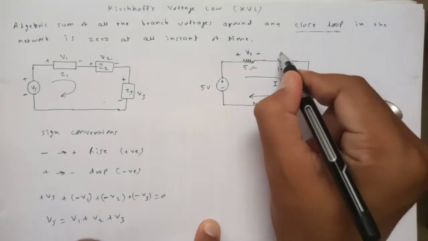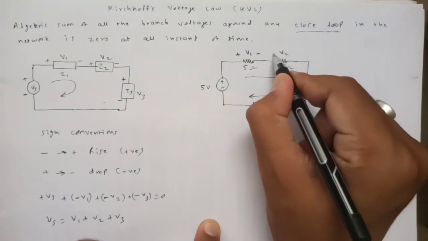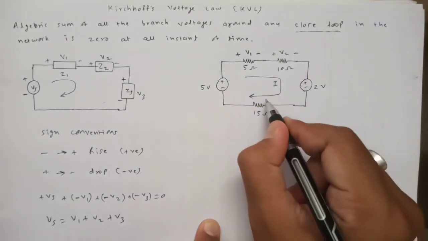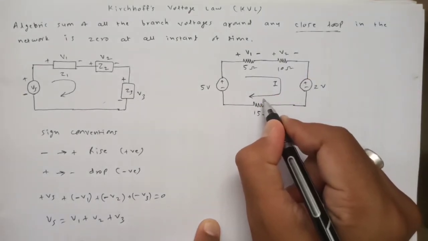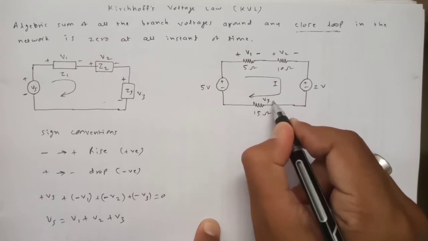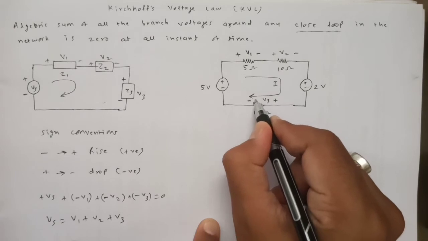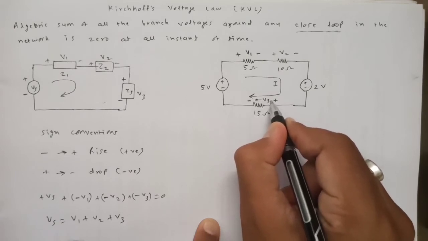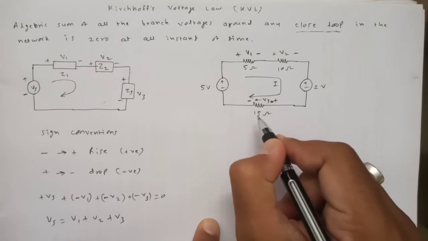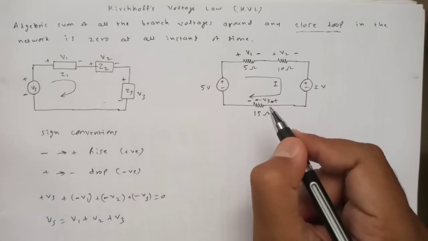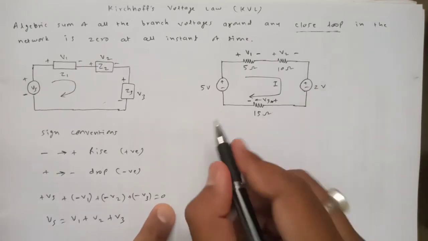So let us consider V2 will be generated in this resistor. It is having polarity like this, and V3 will be generated here. V3 will be having polarity positive and negative here. So that is the voltage V3 generated in this resistor, which is resistor 15 ohm. Okay. Now with this convention, let us apply KVL.